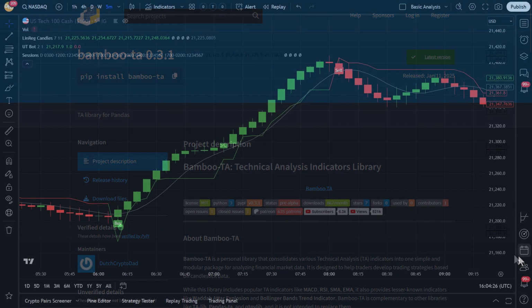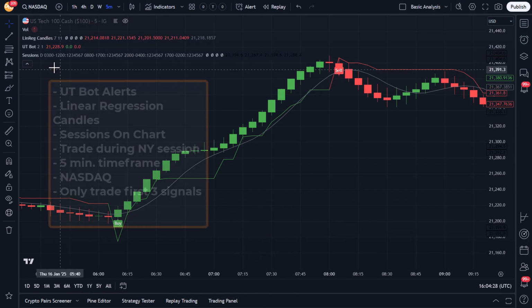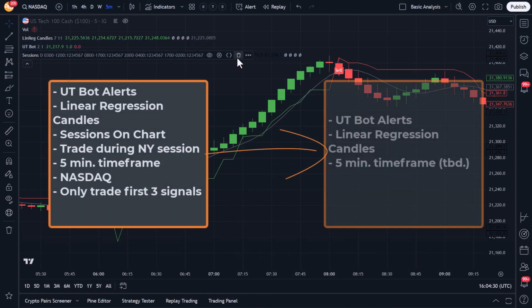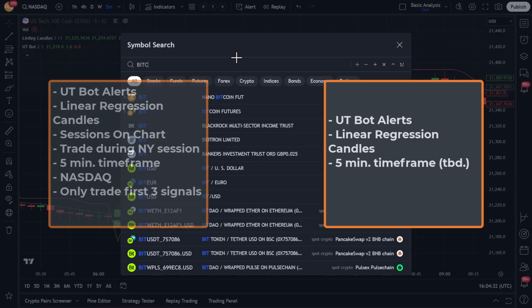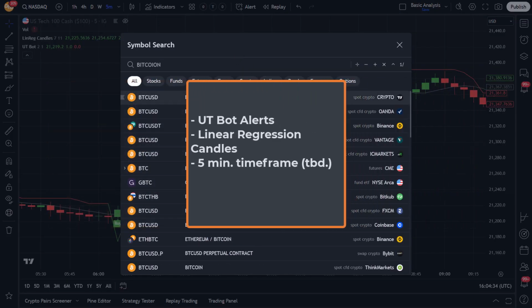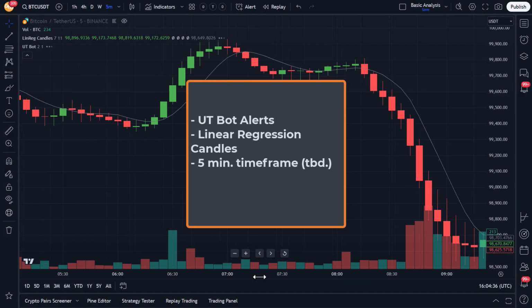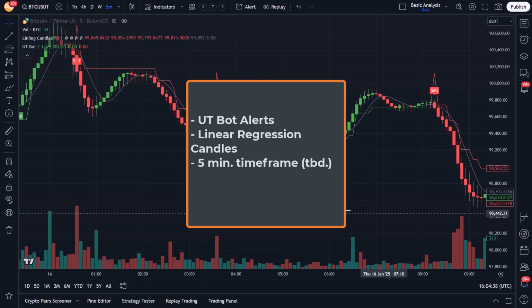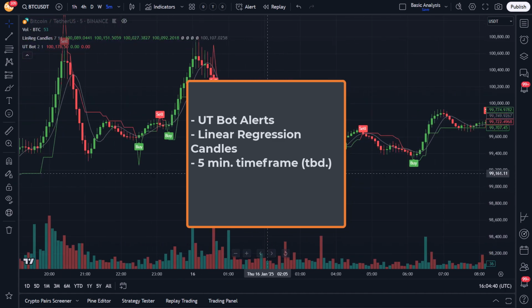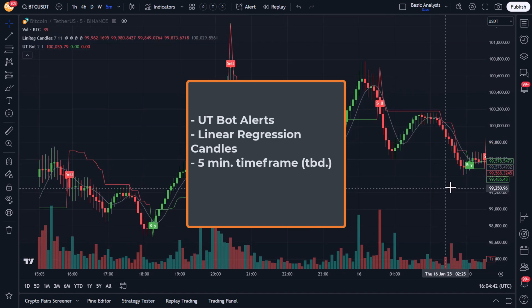Now I also had to make some adjustments to the strategy's rules because crypto is a 24/7 market and only trading New York sessions would be limiting the strategy too much. And this also goes to say for the first 3 signals of the day. In crypto trading there's no day or night, so here we are going to trade all day long.